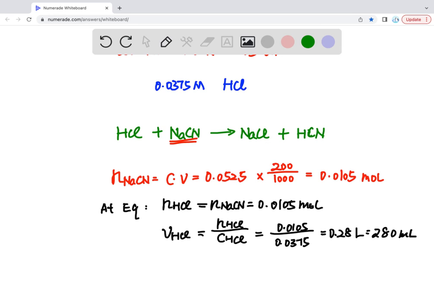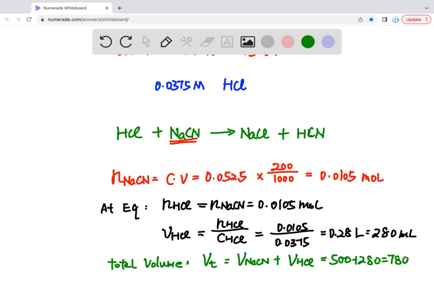So from here, the first thing we can calculate is, after the titration, the total volume of the solution. So that's equal to the initial volume of the cyanide plus the volume of the HCl that is added. So that's 500 plus 280. So that's 780 milliliters.